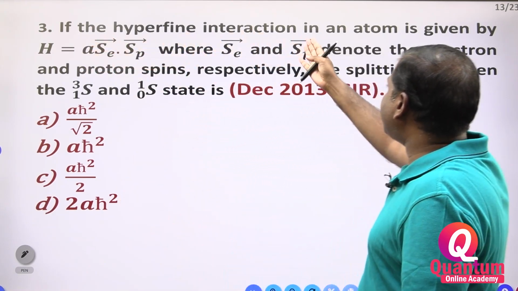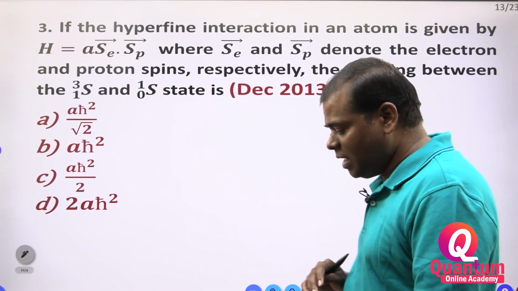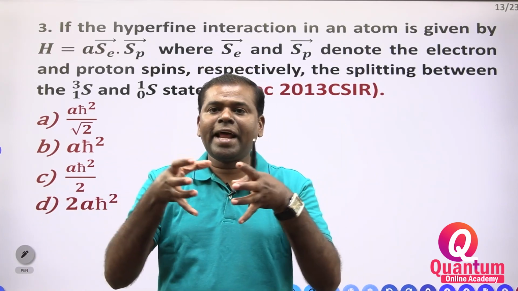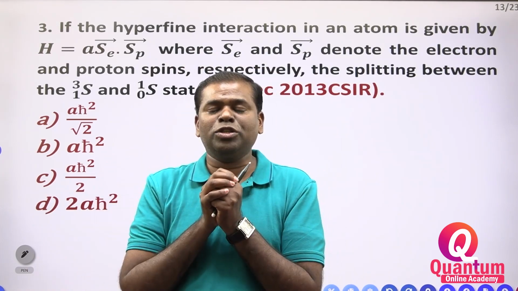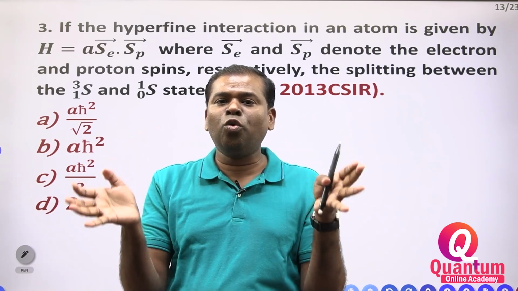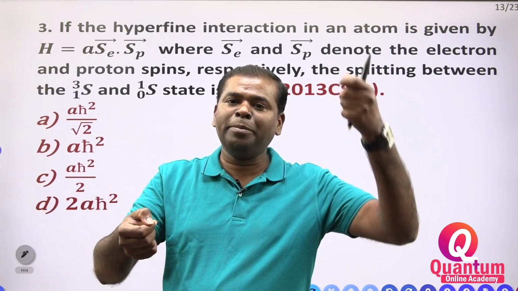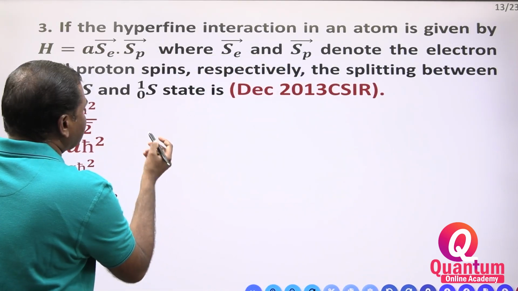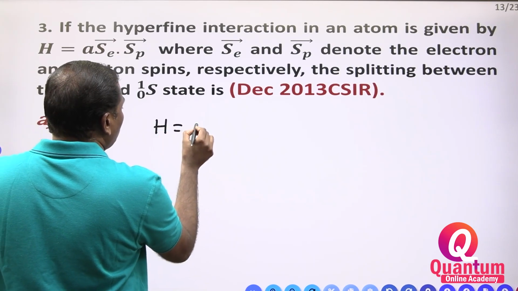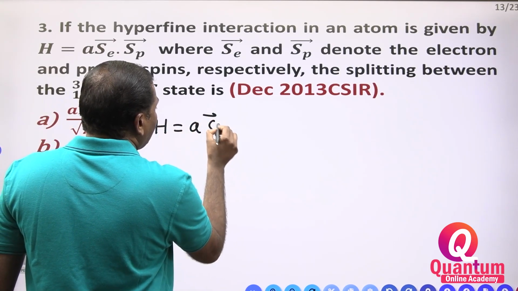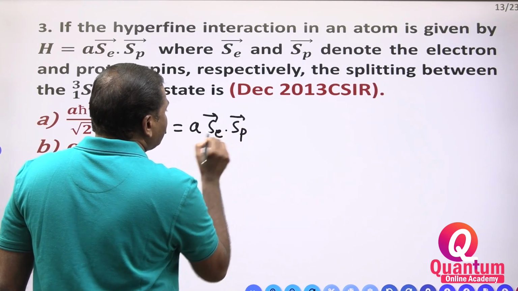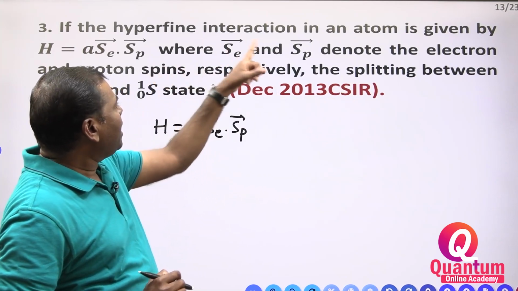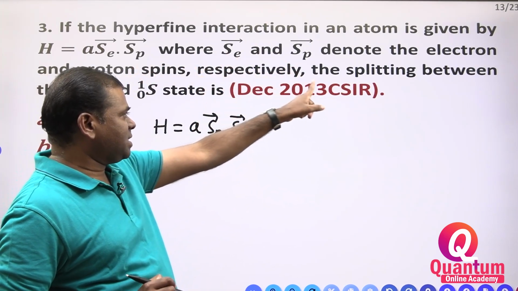The hyperfine interaction of an atom is given by a Hamiltonian. That interaction energy we call the Hamiltonian. It is the interaction energy between the proton and the electron. They are giving the interaction energy H equal to A into Se dot Sp, where Se is the electron spin and Sp is the proton spin respectively.